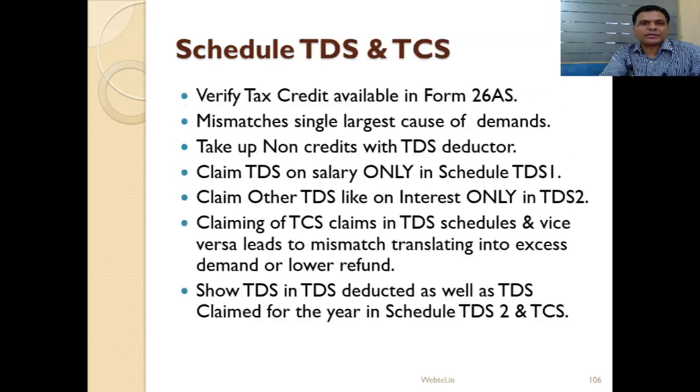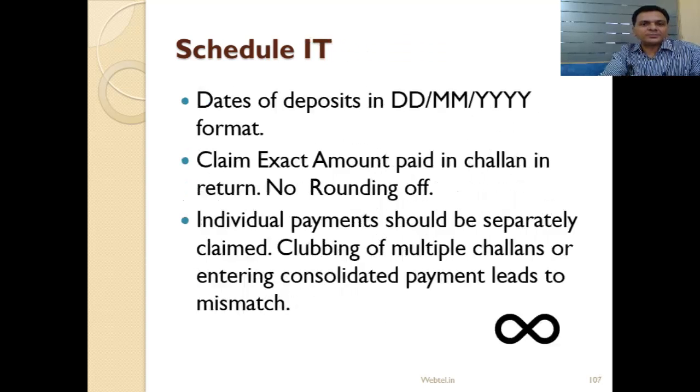Correct codes should be used in schedule SI and EI. Please ensure that. Schedule TDS and TCS, maximum problems of demands are coming because the correct data is not taken from Form 26AS. Please ensure that is done. And schedule IT, the date format should be correct as DD-MM-YYYY, and the exact amount should be claimed.